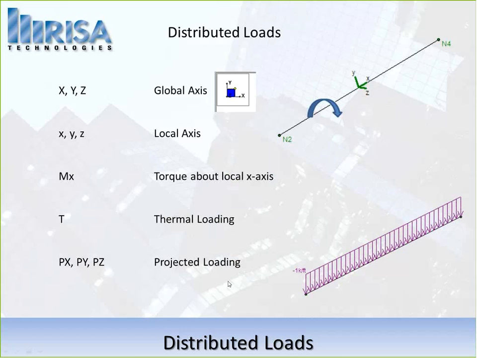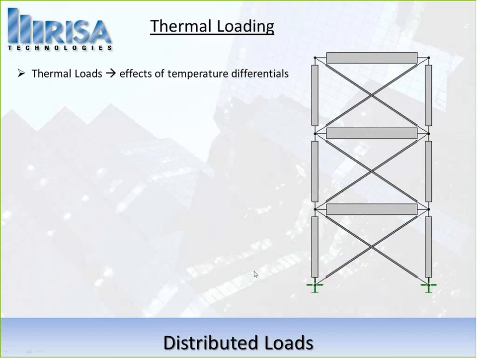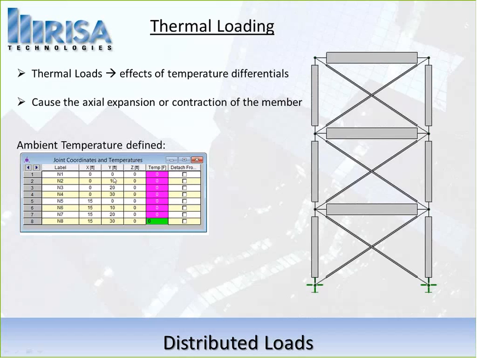So let's take a look at thermal loading to start. Thermal loading is just like it sounds. It's the effect of temperature differentials. If the structure is going to be going through large temperature changes, it will be causing the axial expansion or contraction of the members. You can apply that directly to the member as a load. The way you tell the program is you need to give it a base point or an ambient temperature. What we use here in RISA as a default is 0 degrees Fahrenheit, and I always leave it at 0, and then I give a change of temperature there.